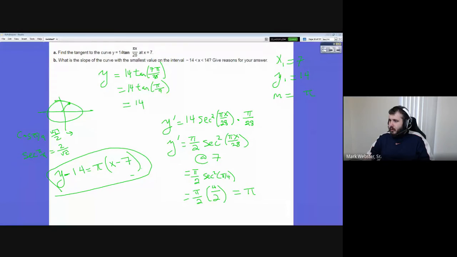So for part B, the answer is just 1, right? Because secant squared, that was our derivative. That's where we find the slope. And so the smallest value here is going to be when this is at 1. So secant squared can only be as low as 1. And so we end up with the smallest it could possibly be is pi over 2.